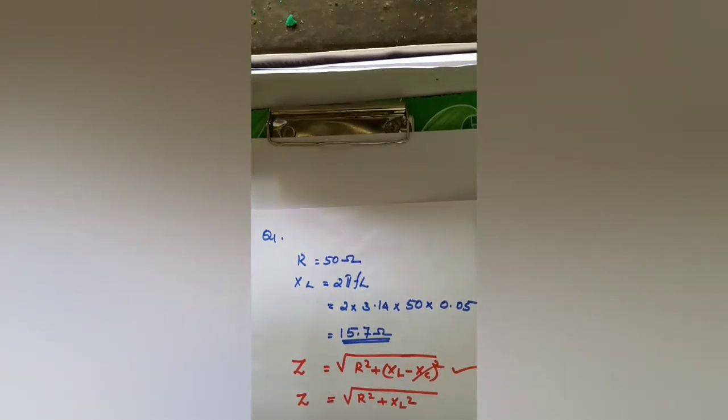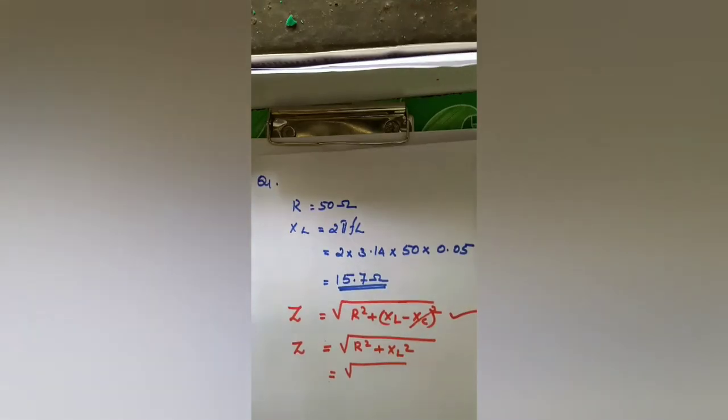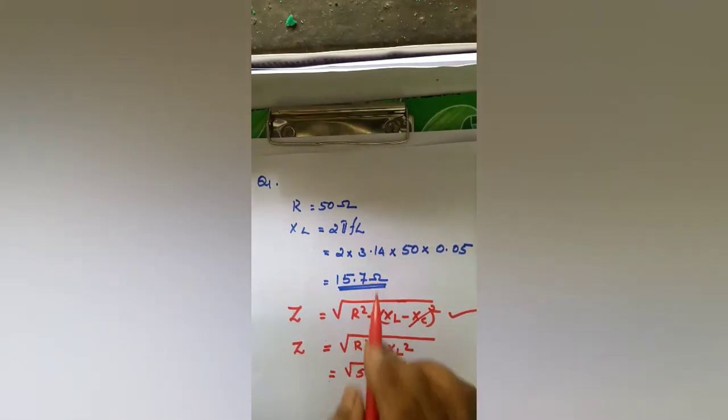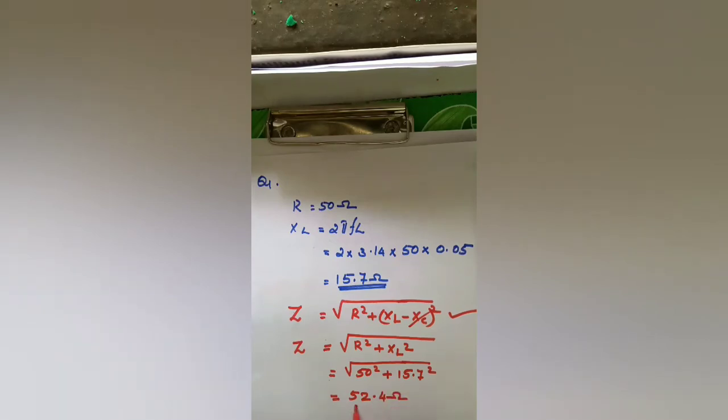That is equal to the square root of 50 squared plus 15.7, that is our value of XL, 15.7 the whole squared. It will become 52.4 ohm. Z is the reactance or impedance in ohm.